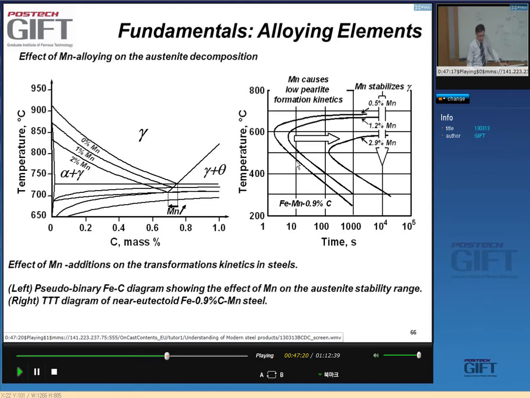If we add manganese, we see that this C curve for the start of transformation moves to the left and moves down. The fact that it moves down shouldn't come as a surprise, because I can see that as we add manganese, the AE3 line moves down. And of course, the formation of cementite can only start below the AE1 temperature. So that's why the C curve moves down. It moves down because manganese is an austenite stabilizer. However, I can also see that the nose of the curve moves to the right.